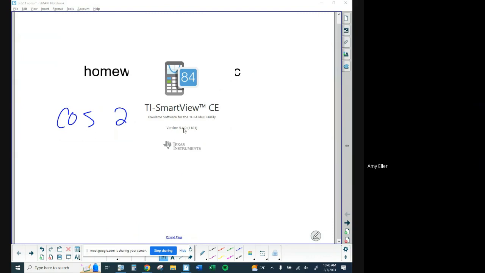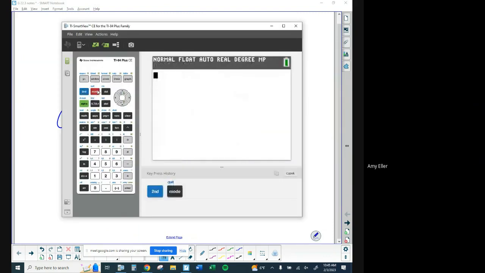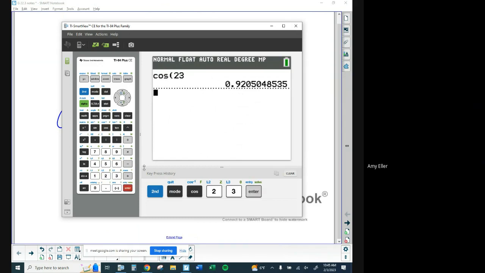Sorry, my calculator takes a minute to load up here. Okay, so I'm in the right mode. If you want to get out of that mode, hit second quit. Cosine, did I say 23? Is this what we're getting? Okay. Haley, did you get it? You got it? Okay.